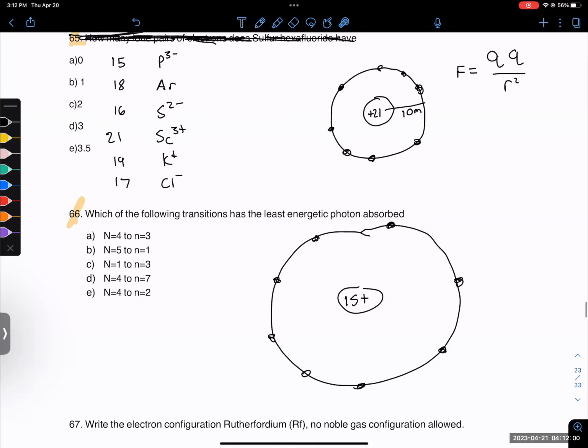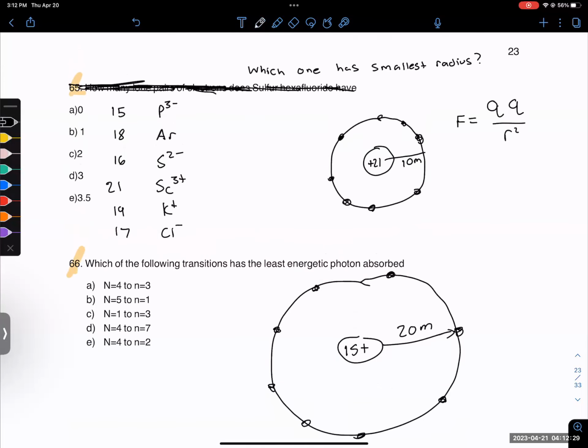Because the charge in the nucleus for phosphorus is not as strong as the charge in the nucleus for scandium, and there's the same amount of valence electrons, scandium will pull these in further, causing it to have the smallest radius, whereas phosphorus is not going to be able to pull it in as far, causing it to have a larger radius. Let's just say this was twice, so 20 meters in radius. That's basically the physical aspect behind why this is the case.